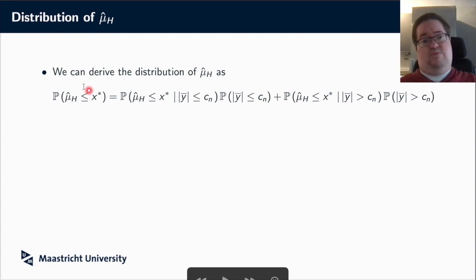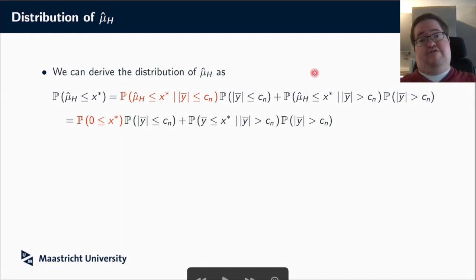First, note that if we want to derive this distribution, the probability that mu hat is smaller or equal to some number x star, we can split it into two cases. We can split it into the case where the absolute value of y bar is smaller than Cn, where we're going to set mu hat equal to 0, and the case where y bar is larger than Cn, where we're going to use the sample mean.